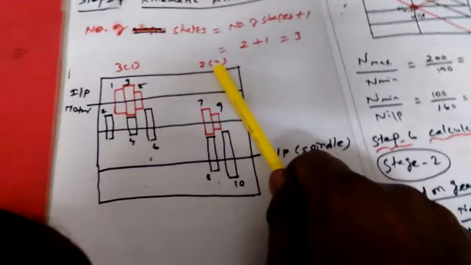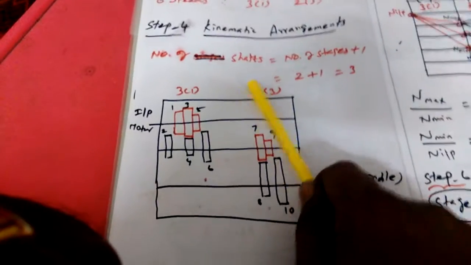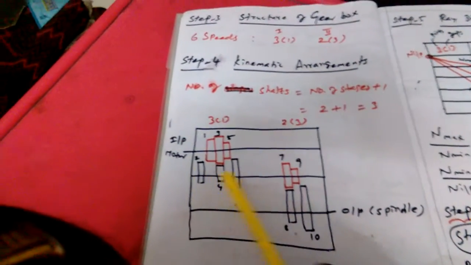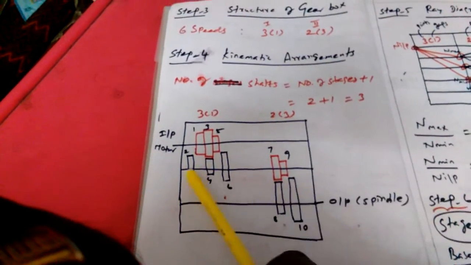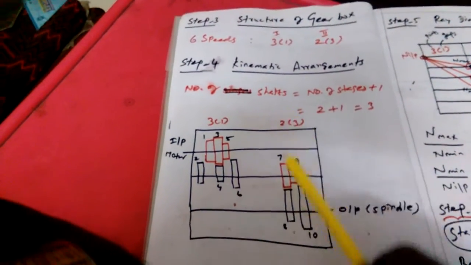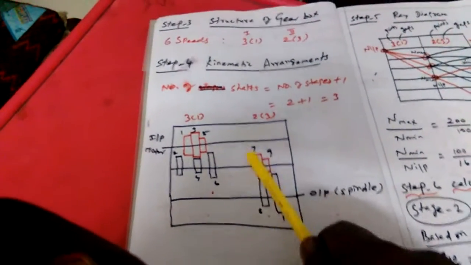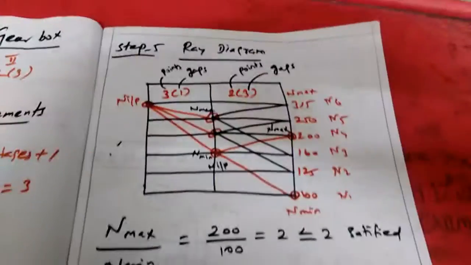Stage number 2, 3 inputs, 2 outputs. So here in stage number 2 we already gave the 3 shafts, and we have to give 3 gears, and we have to draw the 2 outputs, that is 2 gears. So 7 and 9. Similarly we have to draw the matting gears also, 7, 8, 9, 10. Hope you understand everything. Next we have to go for step number 5, the ray diagram.